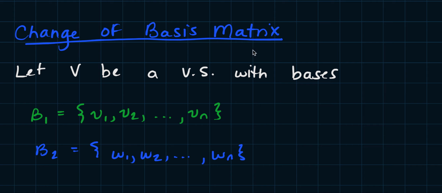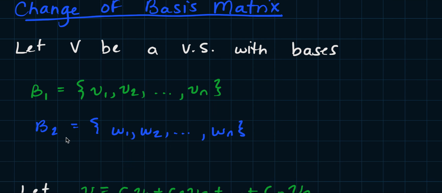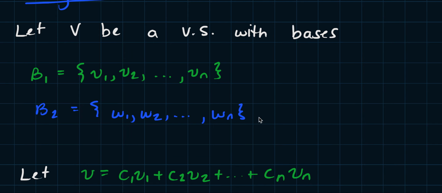So, a change of basis matrix. Let's say V is a vector space with two bases, and I'm going to give them to you right here, B1 and B2. Now this is for any vector space. It's not just Rn. It could be the polynomials. It could also be 2 by 2 matrices. So any vector space with two given bases. And notice that the number of vectors in both of the bases has to be equal.